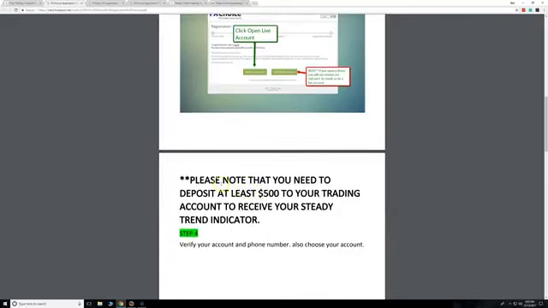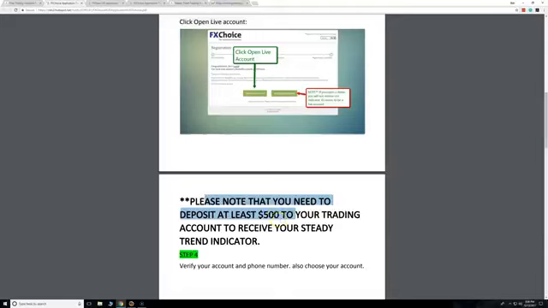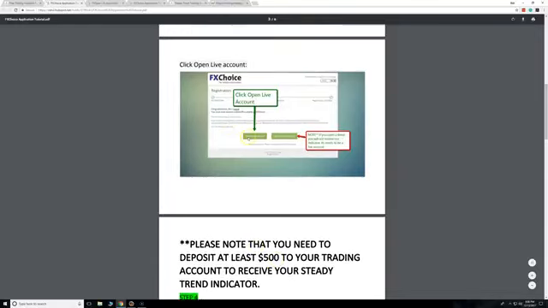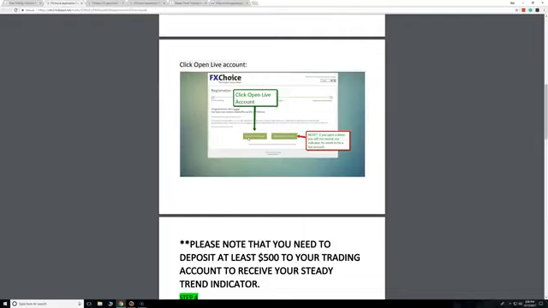And we actually note that there. Please note that you need to deposit $500. So that's actually step 2. You need to deposit $500 US dollars. You need to deposit $500 into this live trading account. If it's a demo account, it won't work.